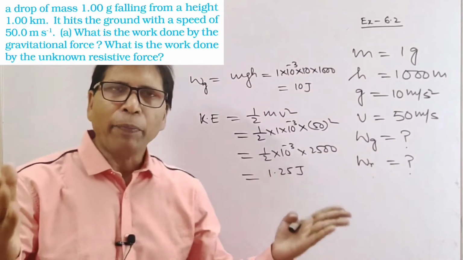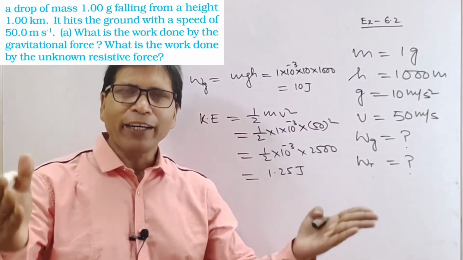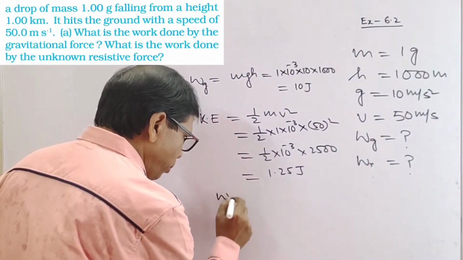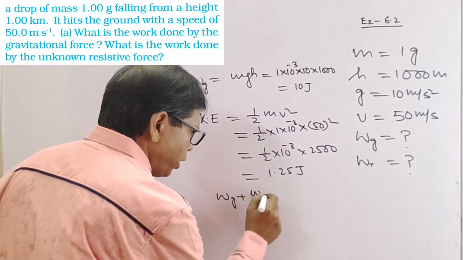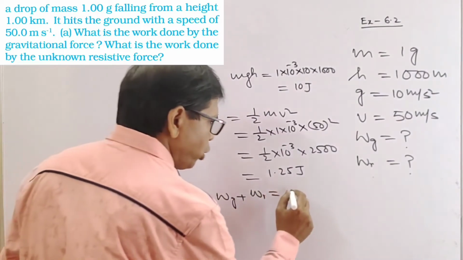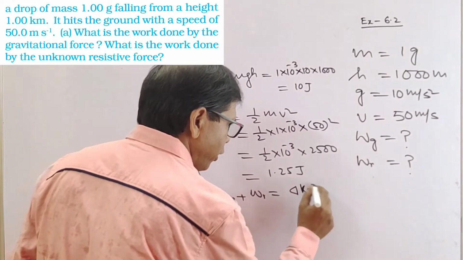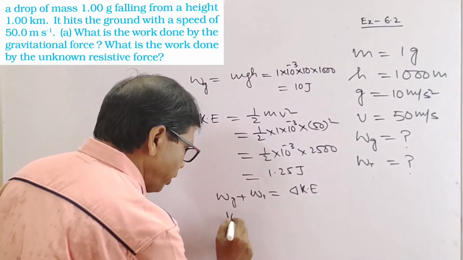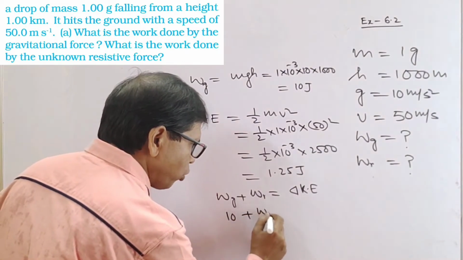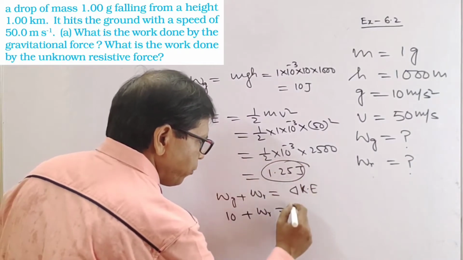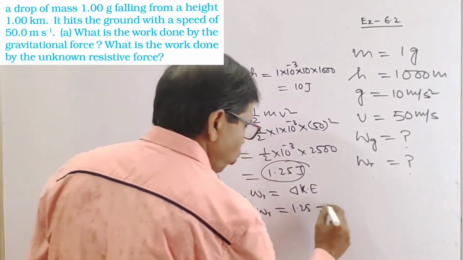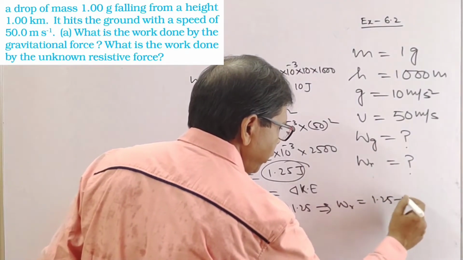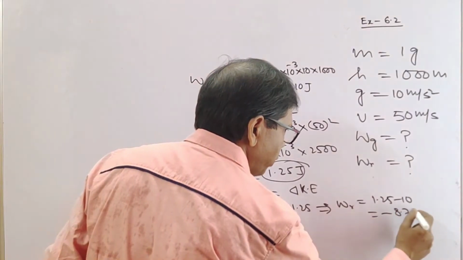Now if we apply the work energy theorem, the work done by all forces is equal to change of kinetic energy. So work done by gravity plus work done by resistive force is equal to change of kinetic energy, that is delta K. Work done by gravity is 10 joule plus work done by unknown forces equals change of kinetic energy, that is 1.25 joule. Therefore work done by unknown forces is 1.25 minus 10, that is minus 8.75 joule.